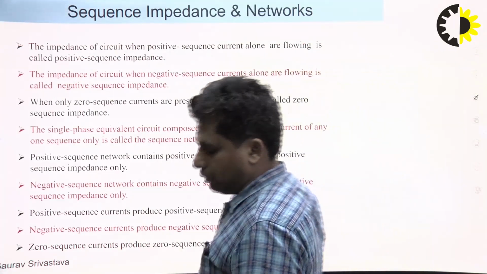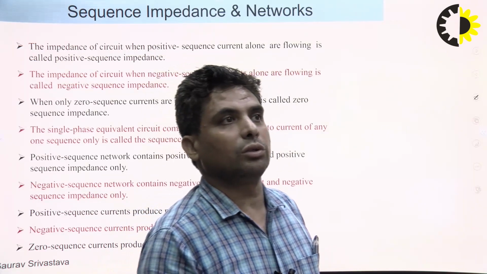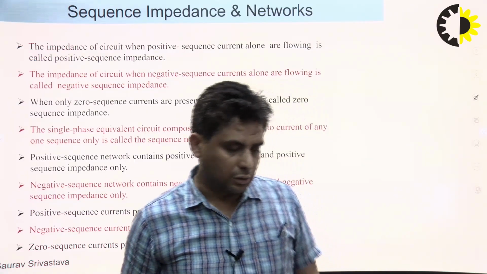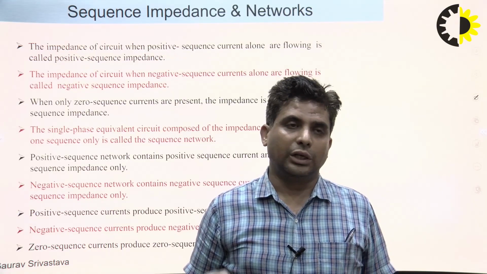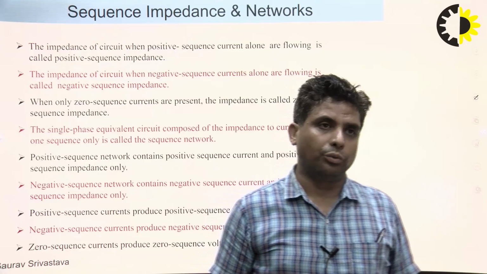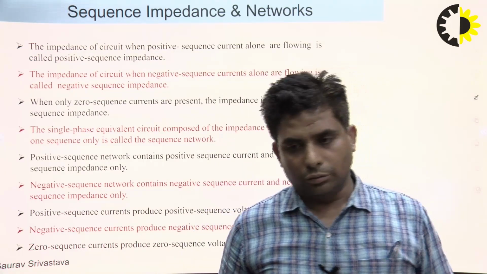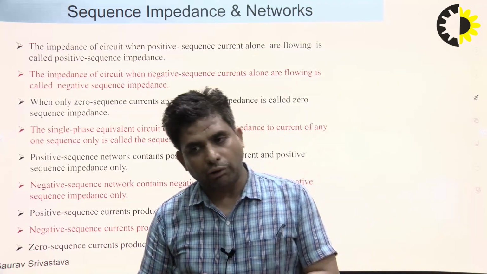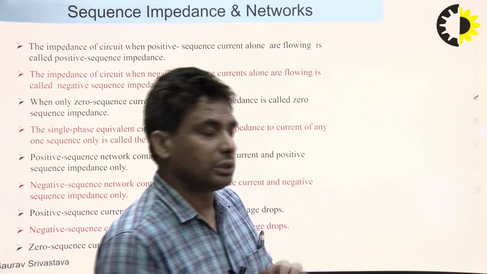So now we have moved to the next topic, which is related to sequence impedances and sequence networks. As discussed, Fortescue's theorem states that an unbalanced phasor can be divided into n phasors of symmetrical components, each with its own magnitude and phase angle. Right now we have discussed three: positive, negative, and zero sequence. That's why we have discussion about these sequences.